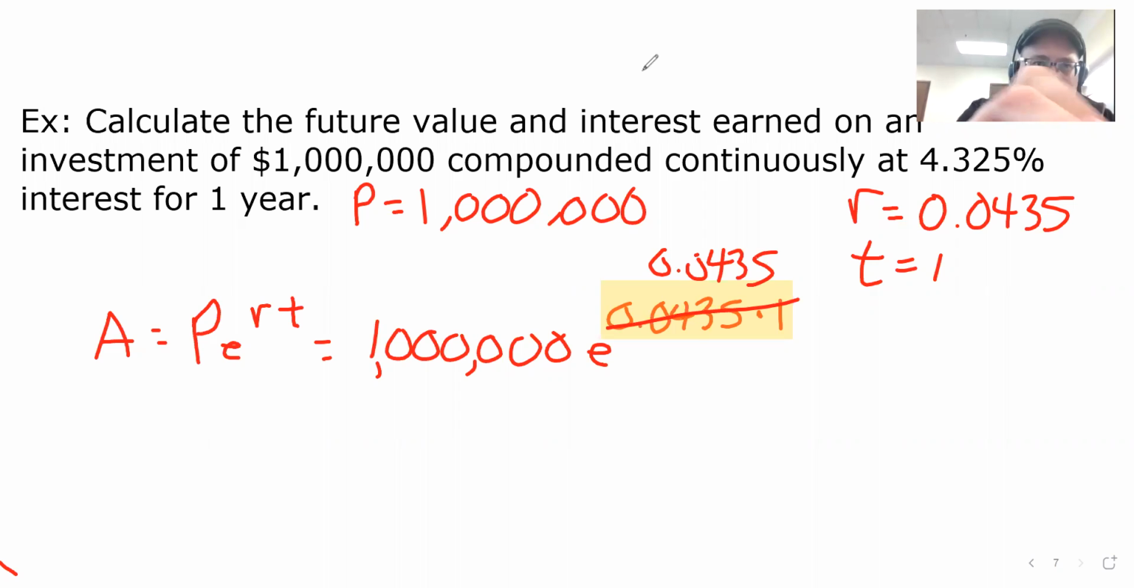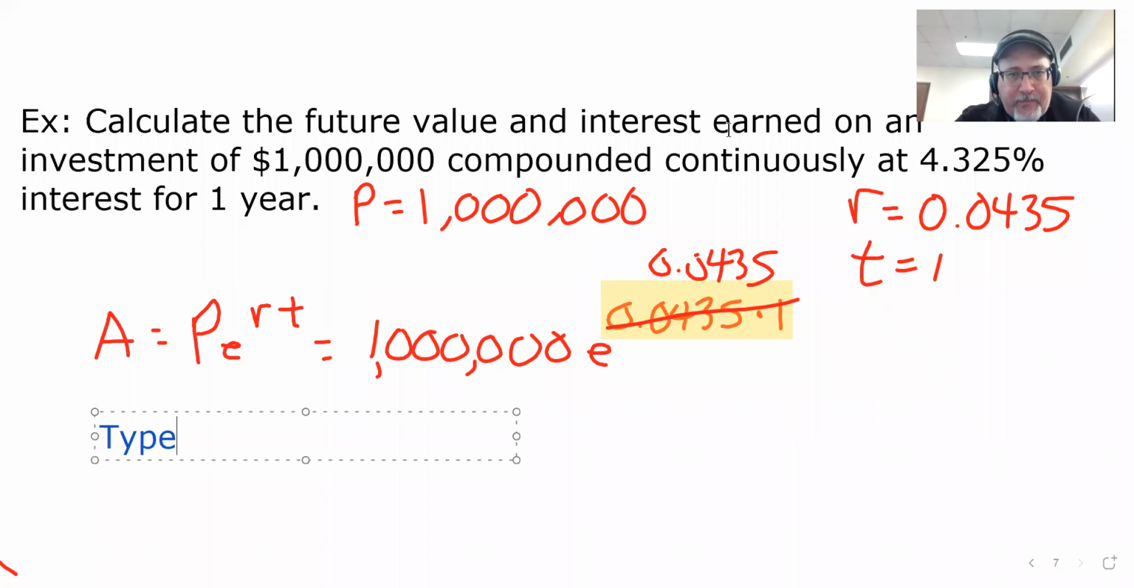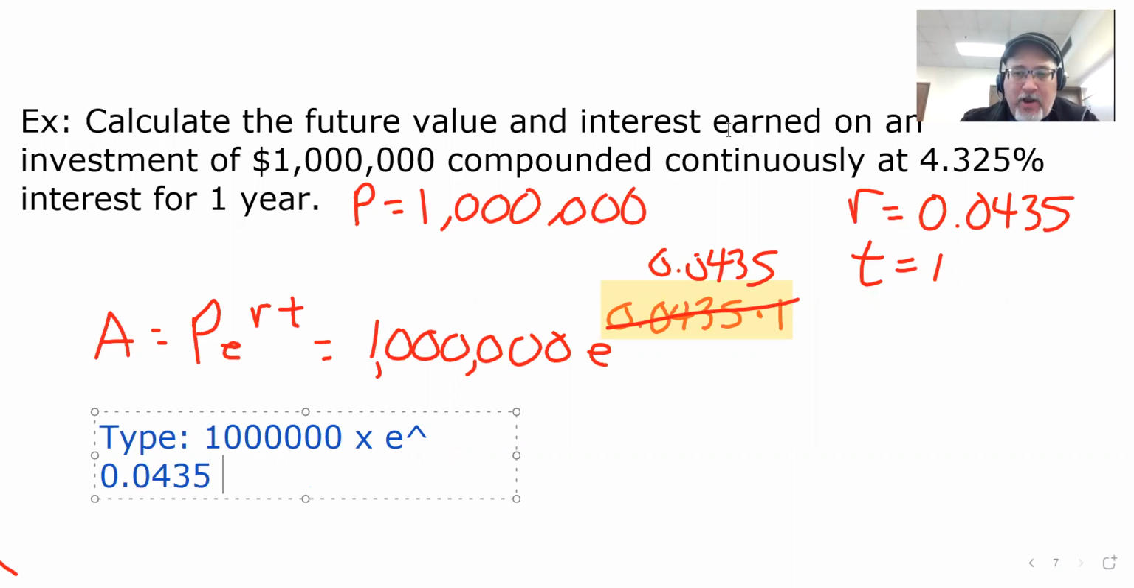And now in your calculator, you would type something like this. We'll put it in blue. You would type 1 million times, bring up your E, however you do it, raise E to the 0.0435 power and press equals. And let's see what we get.